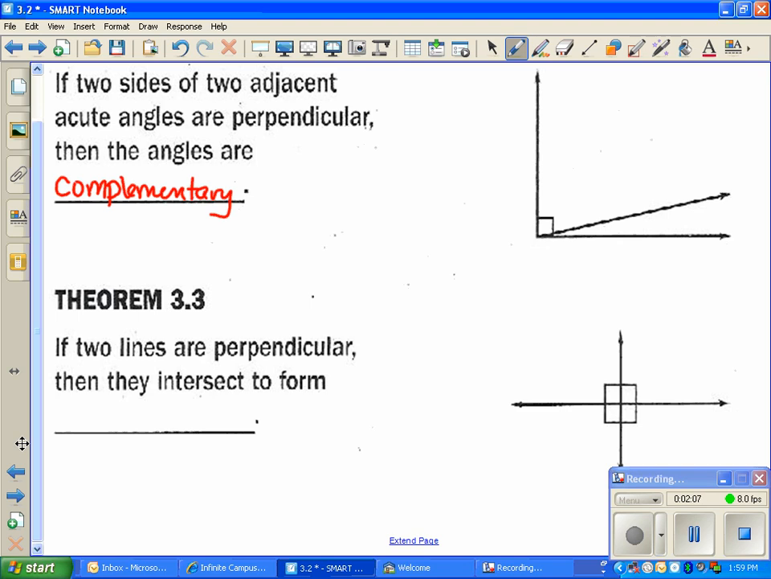If two lines are perpendicular and they intersect, they form four right angles. If you have one right angle, then you're going to have four right angles when the lines intersect. Is that good? Always. If they showed you only one of those boxes, then you know that all of them are right angles.